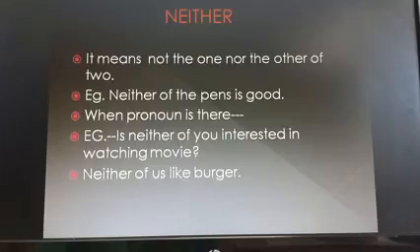For example, neither of the pens is good. You are having two pens. Neither the first one nor the second one is good. Both are not good. So we will use neither. And when a pronoun is there, you will say, is neither of you interested in watching a movie? Again we are using a pronoun here. You is a pronoun.